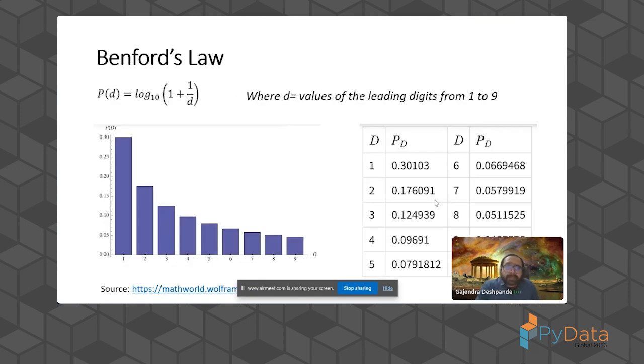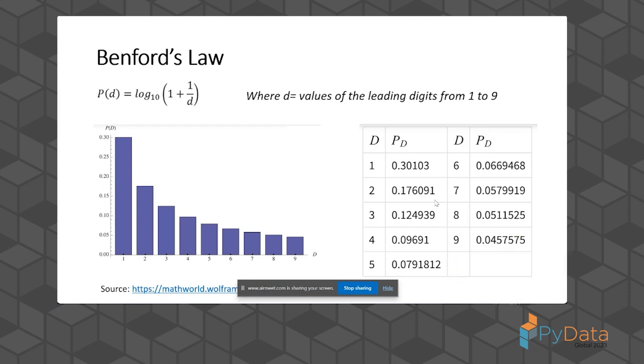In this table, you can see it is clearly mentioned for each digit what the probability of occurrence is. For digit 1, it is 30%. For 2, it is more than 17%. For 3, it is more than 12%. For 4, it is more than 9%, and so on. And this is the formula: P(D) = log to the base 10 of (1 + 1/D), where D is the value of the leading digit from 1 to 9. And whatever graph you are seeing here, this is the expected graph.